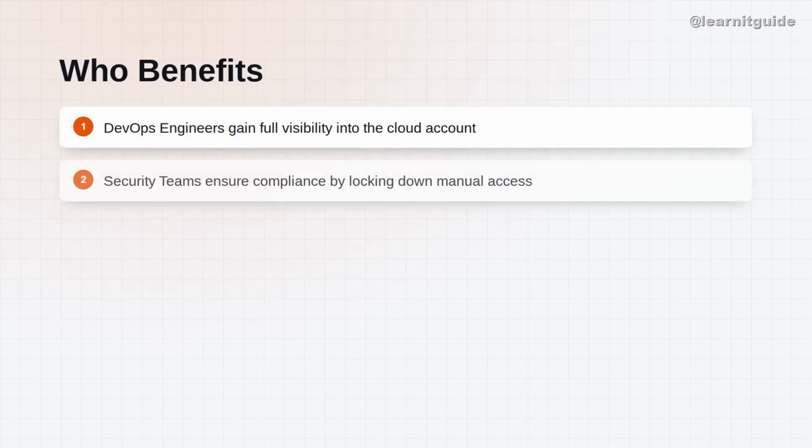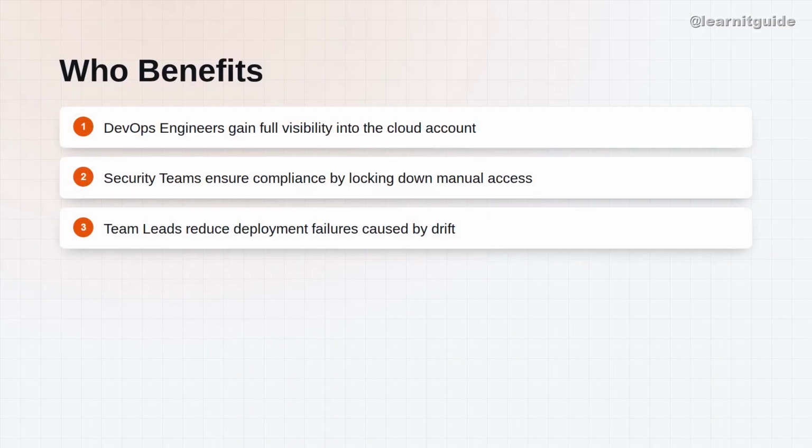Who benefits? DevOps engineers gain full visibility into the cloud account, eliminating those ghost resources that no one knows who owns. Security teams ensure compliance by locking down manual access, and team leads reduce deployment failures caused by drift. These are the specific roles that gain the most from having a clean, audited state.